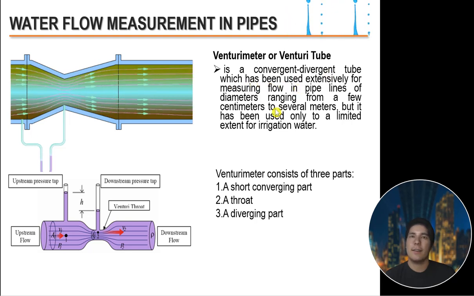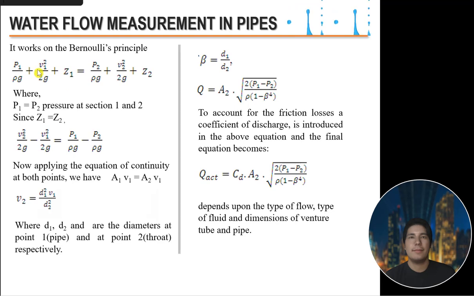Which has been used extensively for measuring the flow in pipelines with diameters ranging from a few centimeters to several meters, but it has been used only to a limited extent for irrigation water. Okay, so the venturi meter consists of three parts. We have this short converging part, then we have a throat, and we have a diverging part. So it works on Bernoulli's principle.